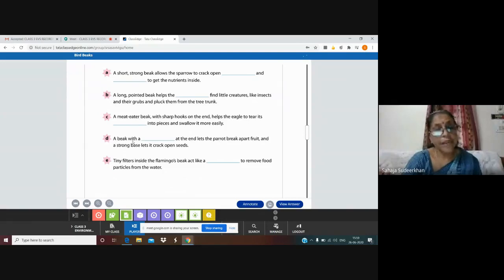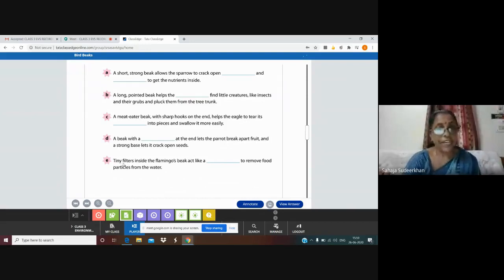Next one, a beak with a hook at the end lets the parrot break apart fruit and a strong base lets it crack open seeds. What is it? Yes, it is also a little hooked, isn't it? So a beak with a hook at the end helps the parrot break the fruits and crack open the seeds.